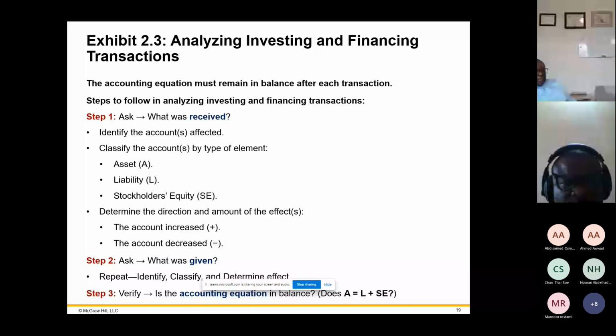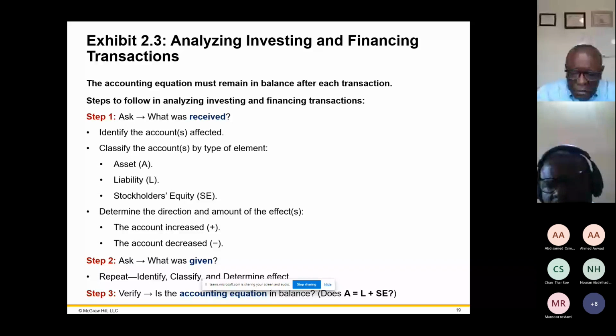And then when an account is increasing, that is a plus. If the account is decreasing, that is a minus. So if we know what was received and what was given, and we are able to verify the accounting balance, that is assets equals liabilities plus stockholders' equity, and we make sure it is always balanced, then we should be okay. And when you look at this equation, at times the two sides of a transaction may be all assets, or all liabilities, or stockholders' equity, or it can be assets and liabilities. So that is how the accounting works.